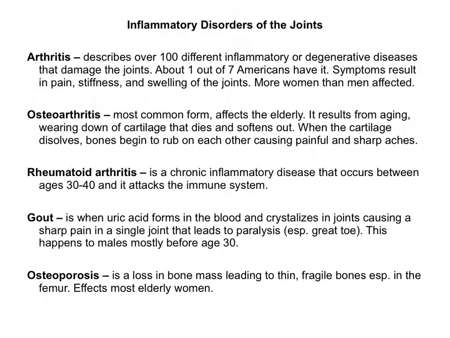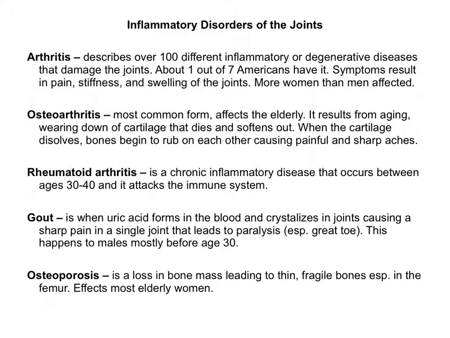Then there's osteoarthritis. It's the most common form, and it affects the elderly. It results from aging, wearing down of the cartilage that dies and softens out. When the cartilage dissolves, the bones begin to rub on each other, causing painful, sharp aches. Next is rheumatoid arthritis. It's a chronic inflammatory disease that occurs between ages 30 and 40, and it attacks the immune system.